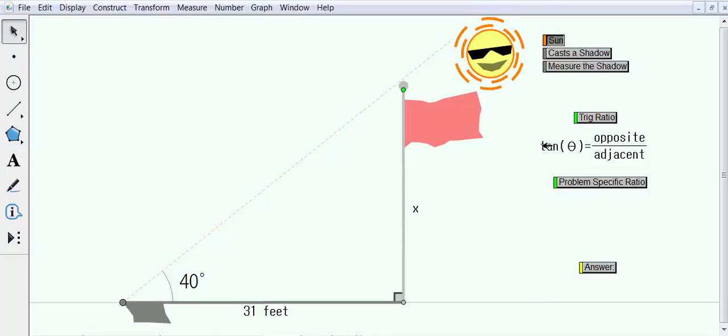Plugging these values into this function, we have tangent of 40 equals x over 31. Now we want to solve this problem for x, so we can multiply both sides by 31, and we're going to get 31 times tangent of 40 equals x. Now let's calculate this.